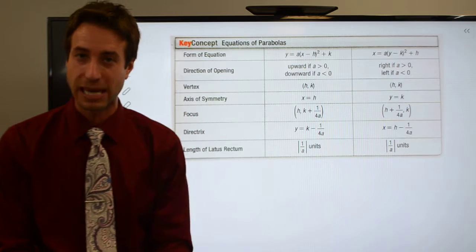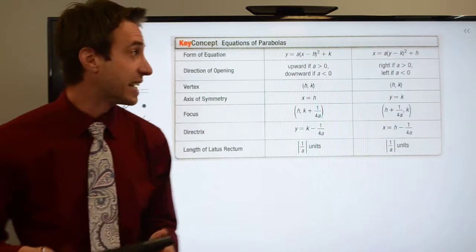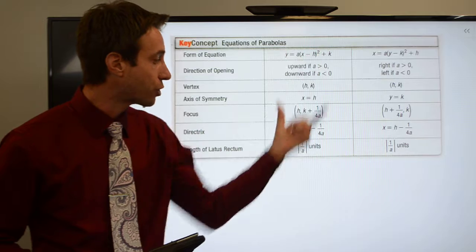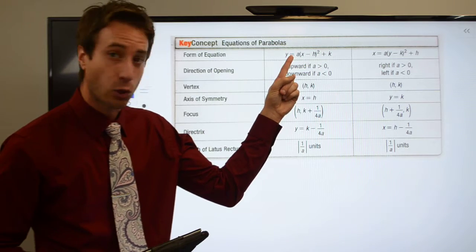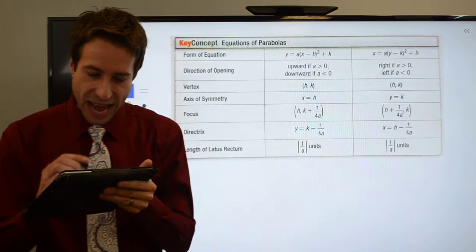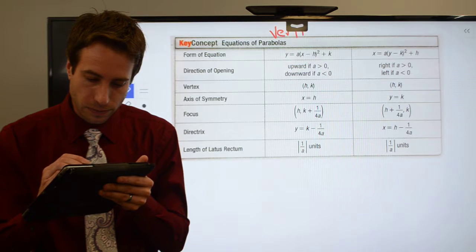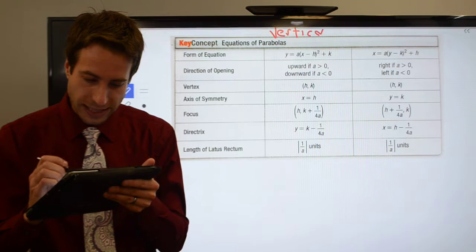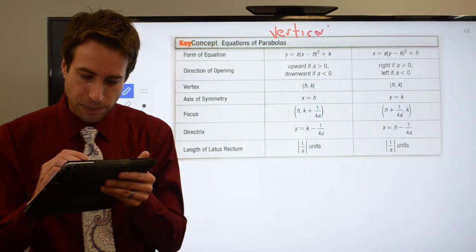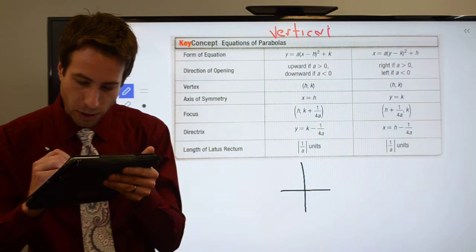But before we do our first example problem, I want to point out one quick thing on here. Please notice that there is a difference. In this first column, it is y equals, and it is the x that is squared. That is going to be a parabola that is vertical.